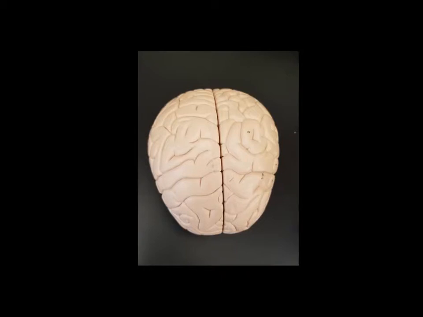And some of them are actually very prominent and have names associated with them. So this part right here, that is a sulcus, but it separates two parts of the brain. And that sulcus is called the central sulcus.